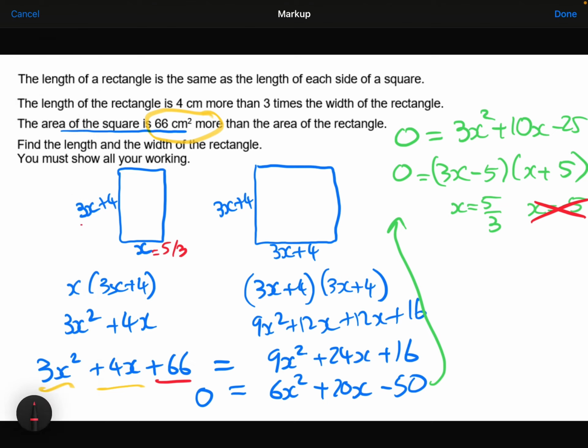Which means that the length here will be 3 times 5 over 3 plus 4. The 3 times 5 over 3 is just 5, so 5 plus 4 is 9. So the width of the rectangle is 5 over 3, and the length is 9.